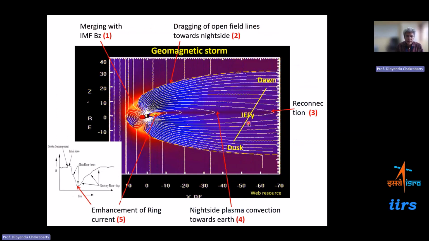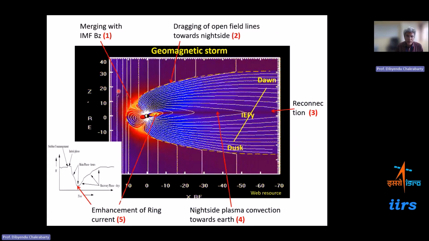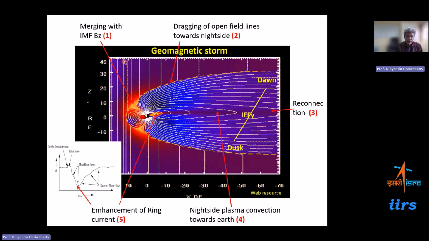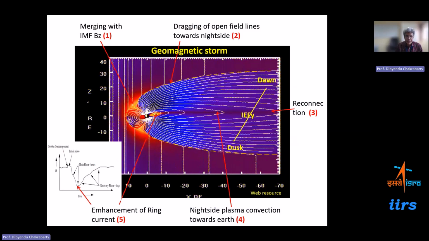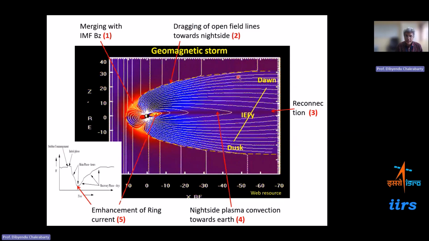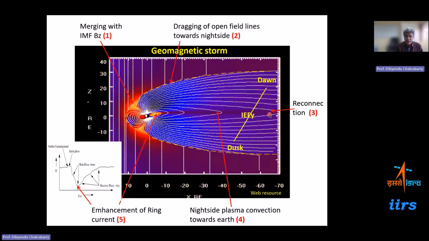Having said this much, this is a typical example of how a geomagnetic storm happens, where the solar wind magnetic field is represented by this. It has an opposite polarity to the Earth's magnetic field. It gets connected here, drags it to the night side, and then a reconnection takes place.